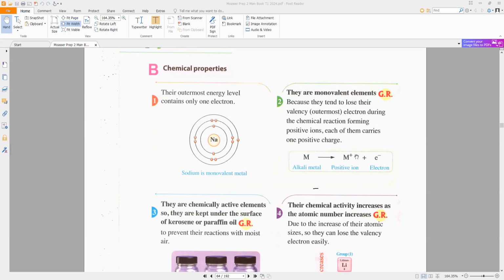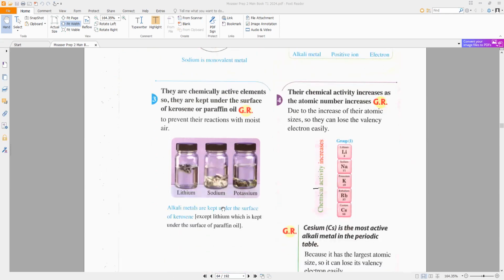carrying one positive charge. So when group 1A enters a chemical reaction, it does so to complete the outermost shell. Because it has one electron in the outermost shell, it tends to lose its valence electron and change to a positive ion carrying one positive charge because it lost one electron. Group 1A are very active elements. They are the most active elements in the whole table.